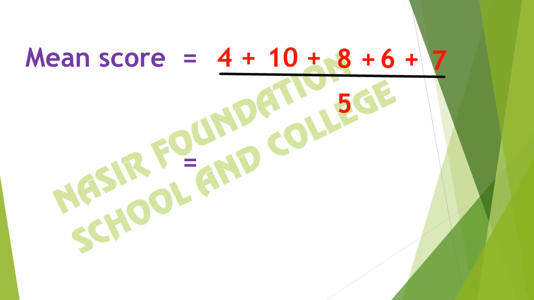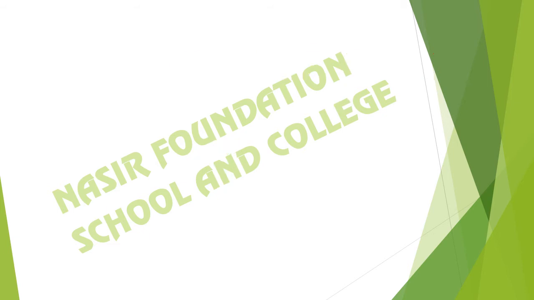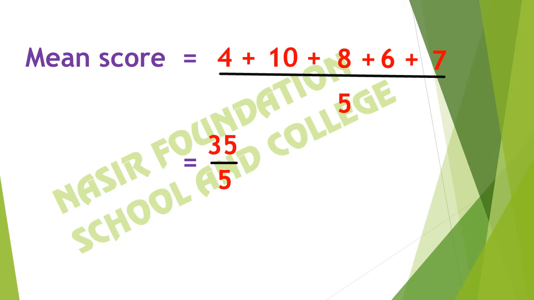Now we will add all these values 4, 10, 8, 6 and 7 and we get 35 by adding them. And we will divide them by the number of values, that is 5. Now we will divide 35 by 5. 5 into 7 we get 35 and here we are left with 0. It means 7 is the mean answer. If we divide the sum of values by number of values we get 7. 7 is the mean score of Sarah in 5 assessments of mathematics.